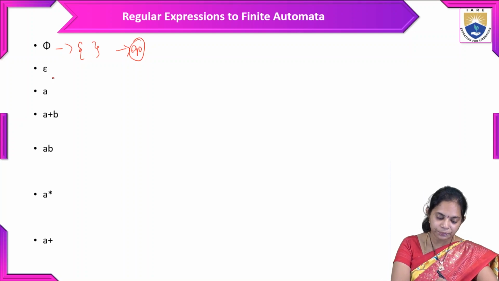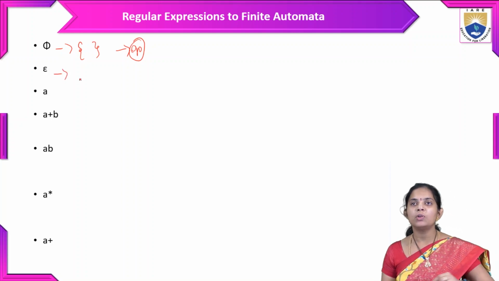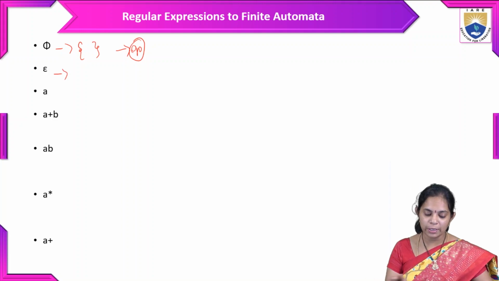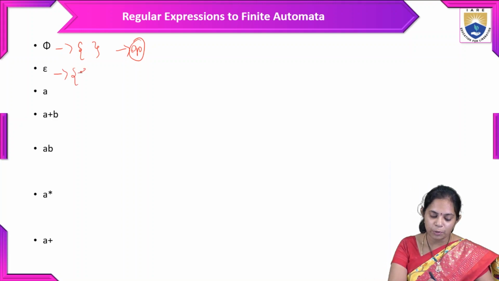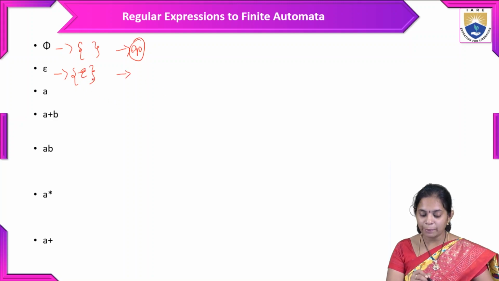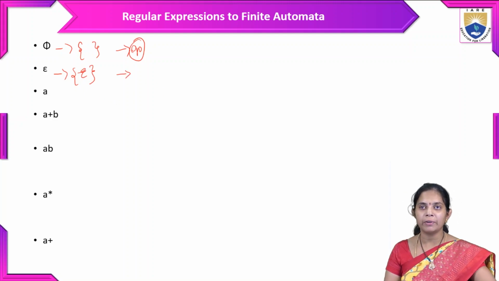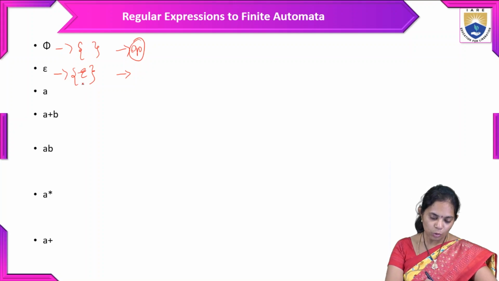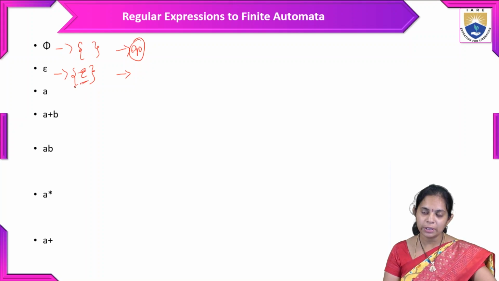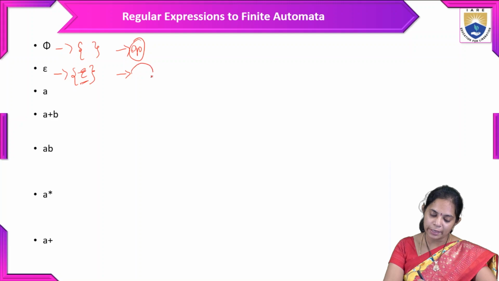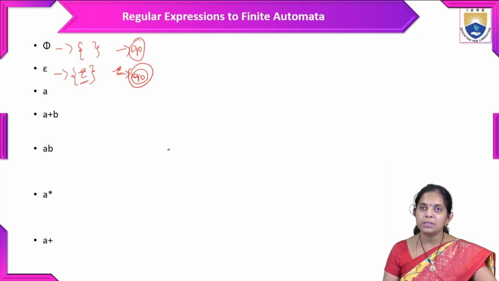And next, for the epsilon symbol. The epsilon symbol has the input value epsilon, and with the epsilon symbol we reach the final state. Only one input symbol is there, so we write it as a final state. Epsilon as an input symbol is reaching the final state.